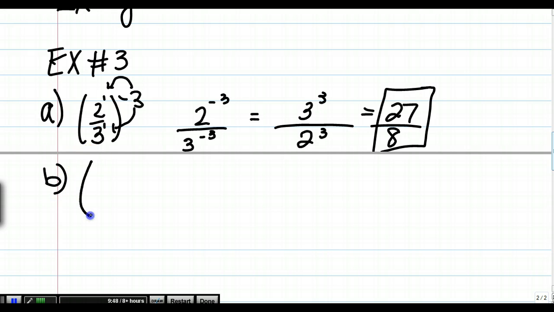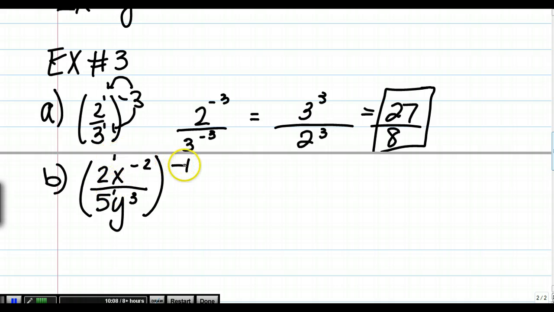B. I have 2x to the negative 2 power over 5y to the third and it's to the whole power of negative 1. We're going to go ahead and multiply our exponents by that negative 1. So it's 1 times negative 1 is negative 1. Negative 2 times negative 1 is positive 2.